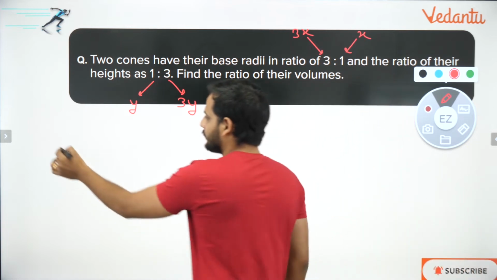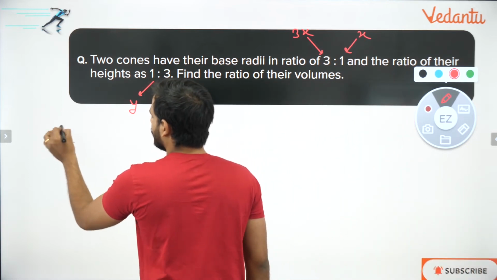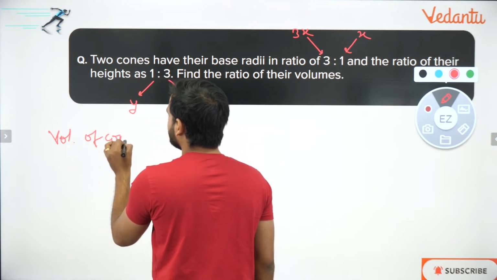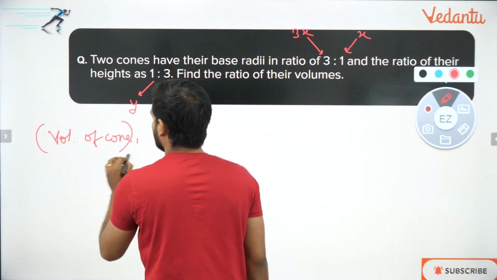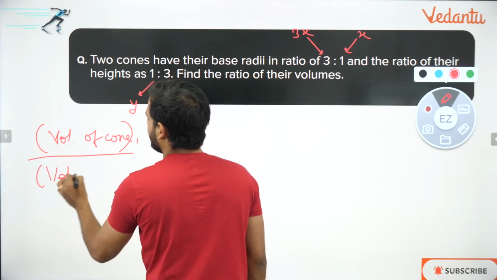Now we know that volume of cone 1 upon volume of cone 2. This is what we need to find out by ratio.